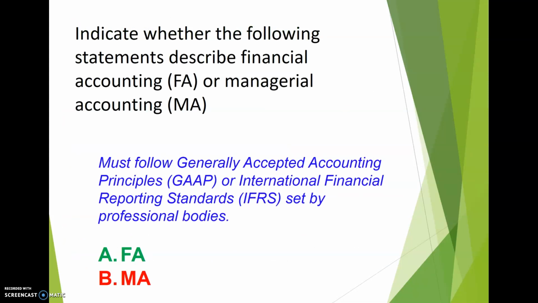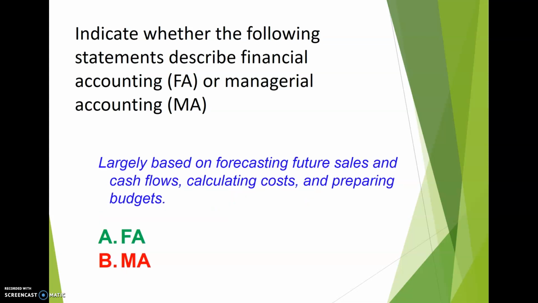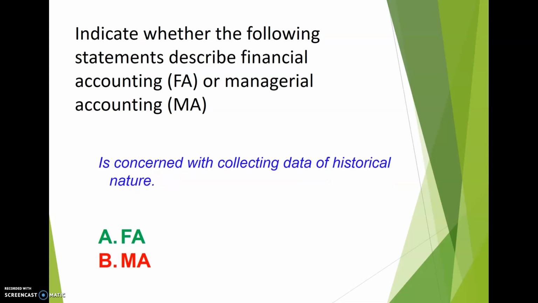So let's wrap up by reviewing some of the differences between financial accounting and managerial accounting. So which one of these must follow generally accepted accounting principles or the International Financial Reporting Standards? That would be financial accounting. Which one is largely based on forecasting future sales and cash flows, calculating costs, and preparing budgets? That would be managerial accounting. Which one is concerned with collecting data of historical nature? Which one reports on the past?